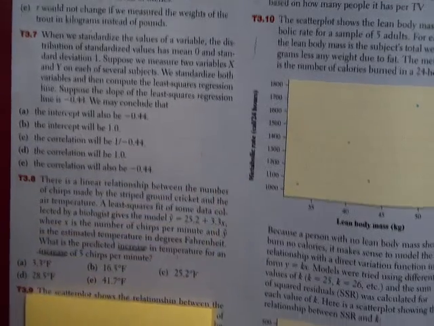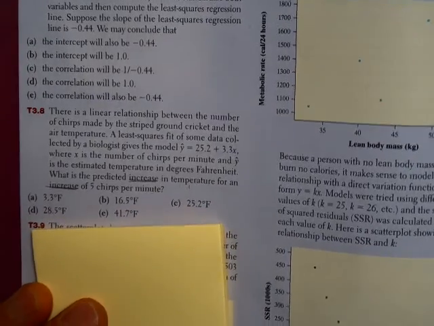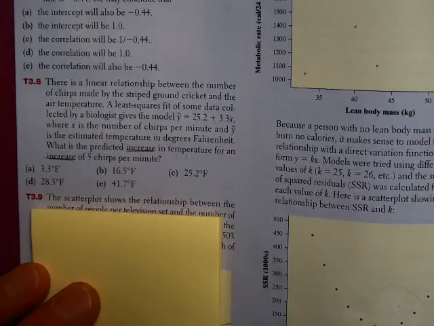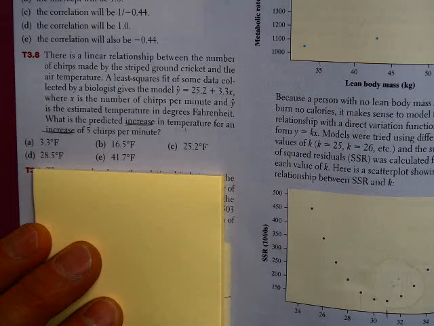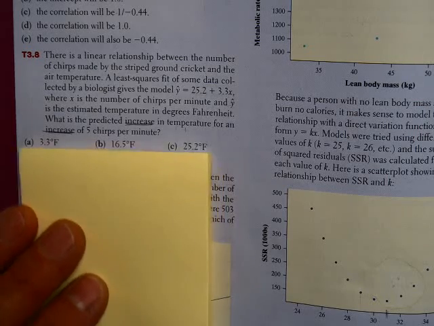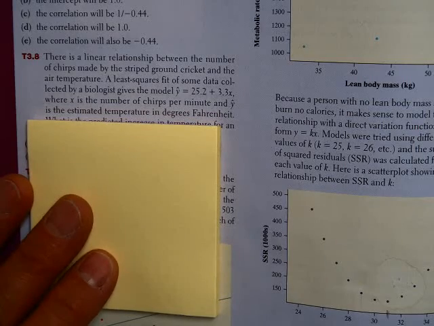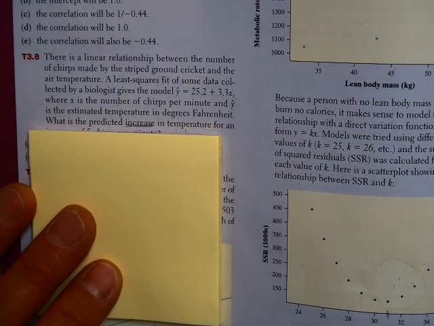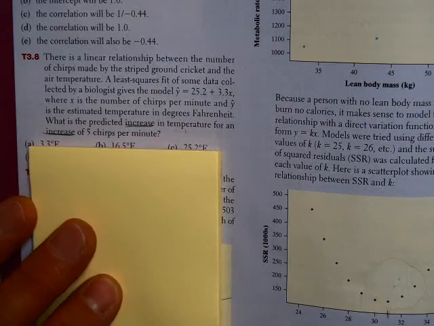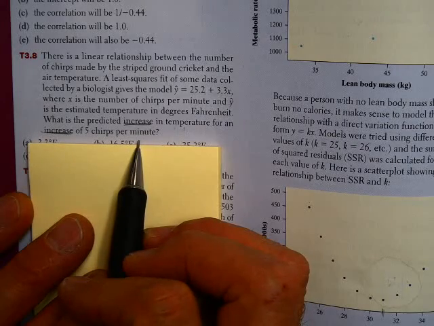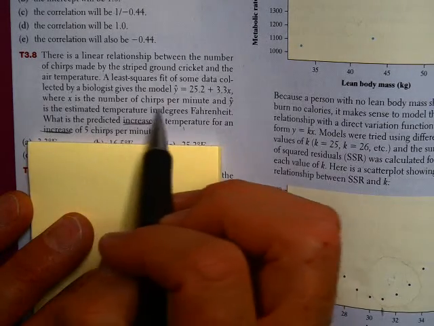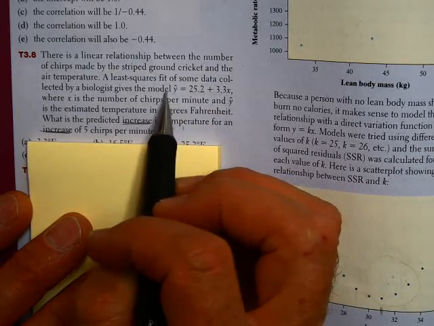Okay. Number 8. There's a linear relationship between the number of chirps made by the striped ground cricket and the air temperature. A least squares fit of some data collected by a biologist gives the model y hat equals 25.2 plus 3.3x, where x is the number of chirps per minute and y hat is the estimated temperature in degrees Fahrenheit. What is the predicted increase in temperature for an increase of 5 chirps per minute? Let's see, x is the number of chirps.